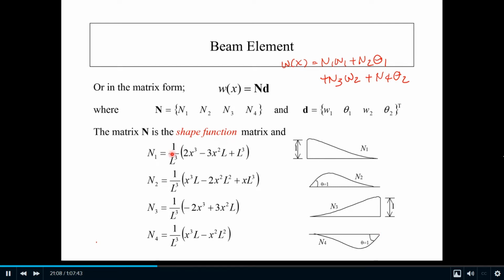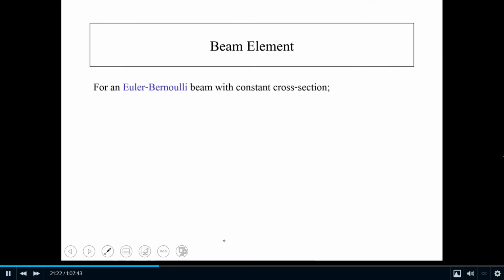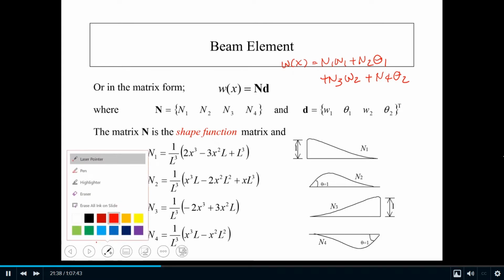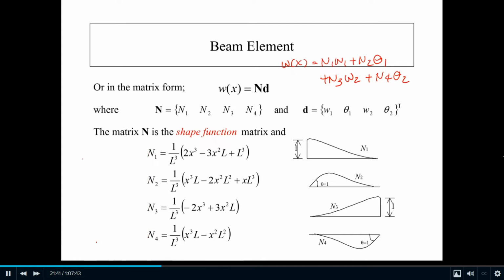I think you may see this one, especially if you studied matrix structural analysis before. You will have seen this matrix. Now, what we have here is a shape function for the beam element. But what we actually need is an equation like this, K D equal to F, right?